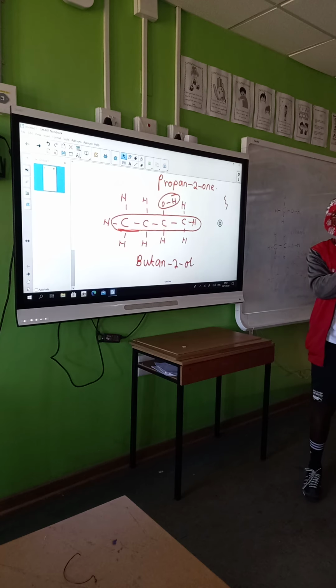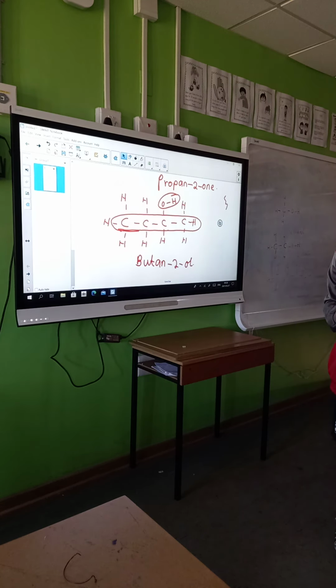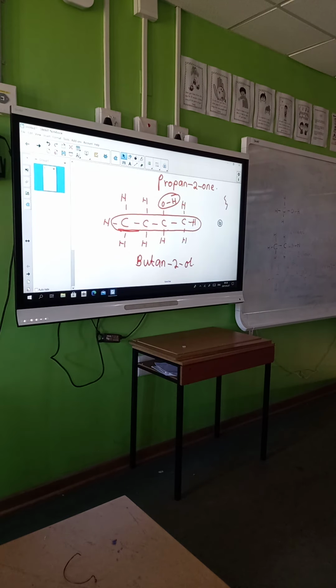They have the hydroxyl group, which is OH. That is how we're going to tell the difference between this, a ketone and the other one. It's not a double bond O. If it is a double bond O, then it becomes something else.